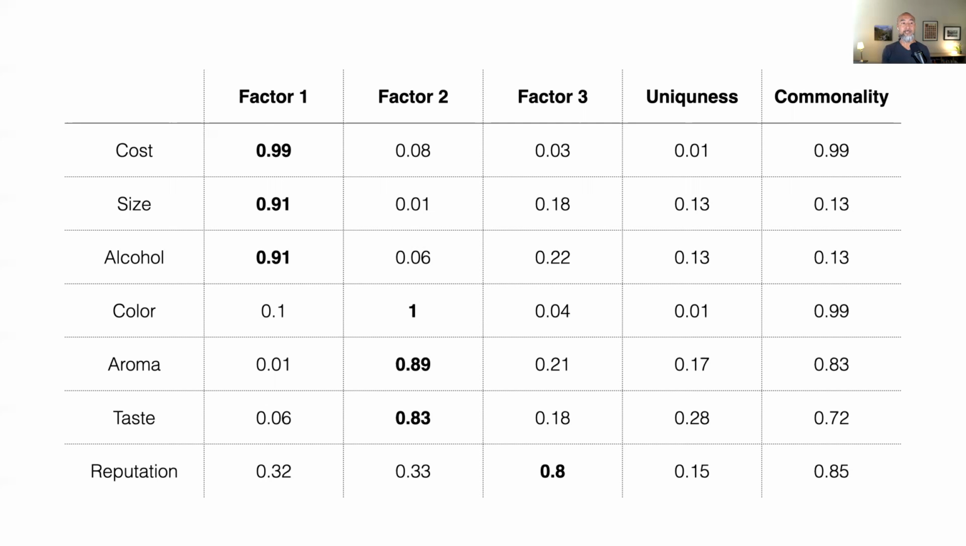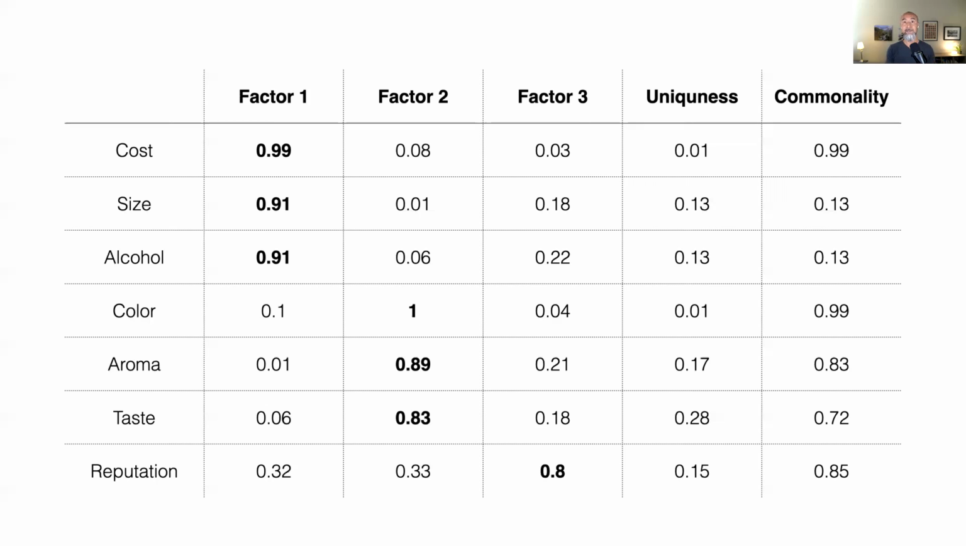First, the cost is really explained by factor 1. The size and alcohol as well, with some differences among those 3. That means factor 1 is really about the cost, and also something about size and alcohol. And factor 2 is color, aroma, taste.